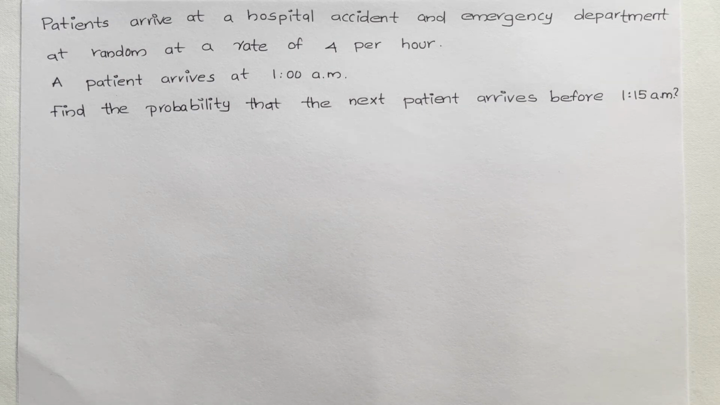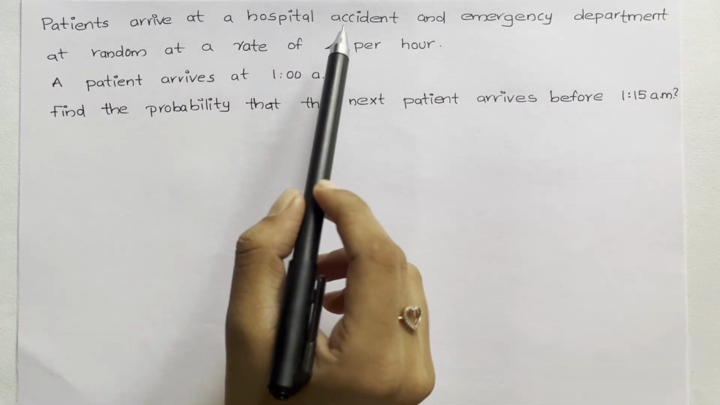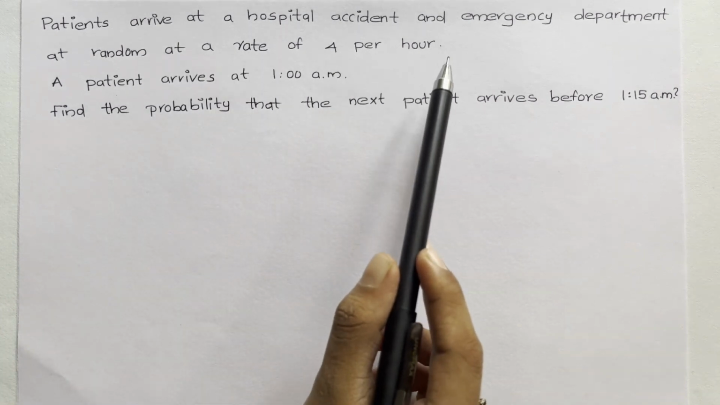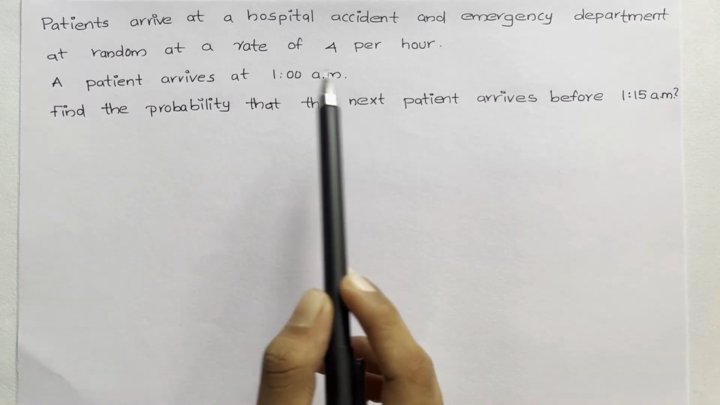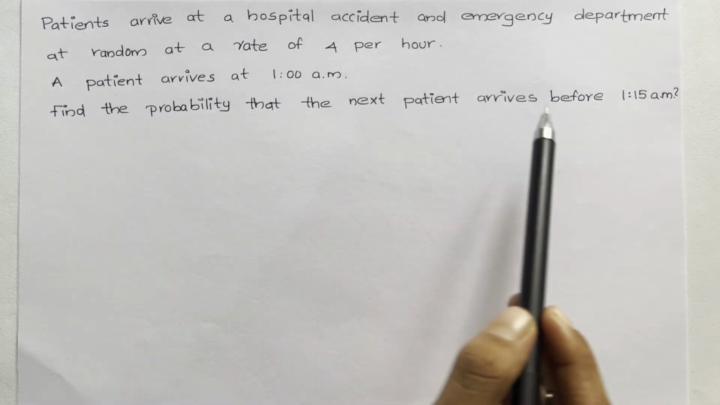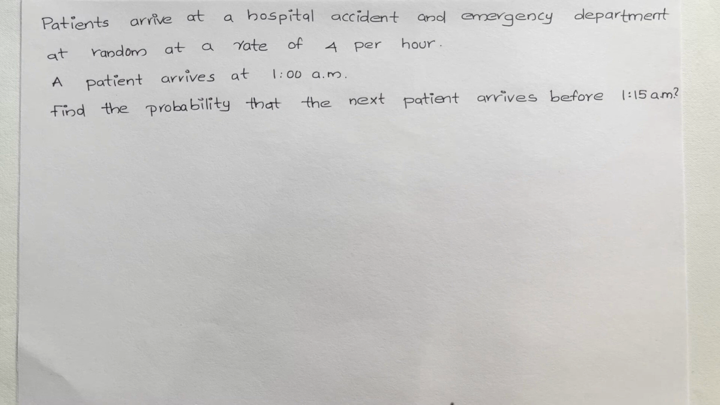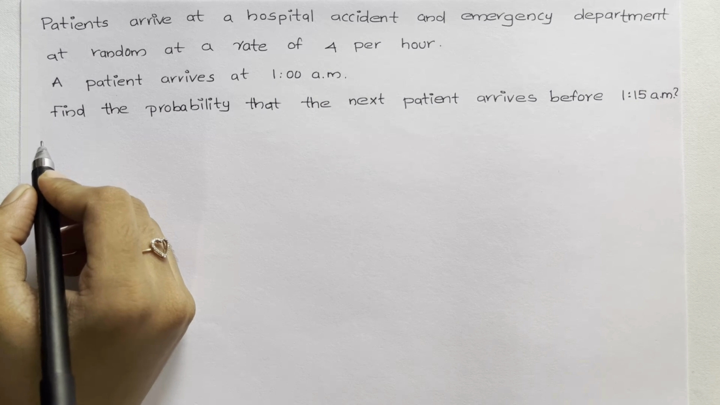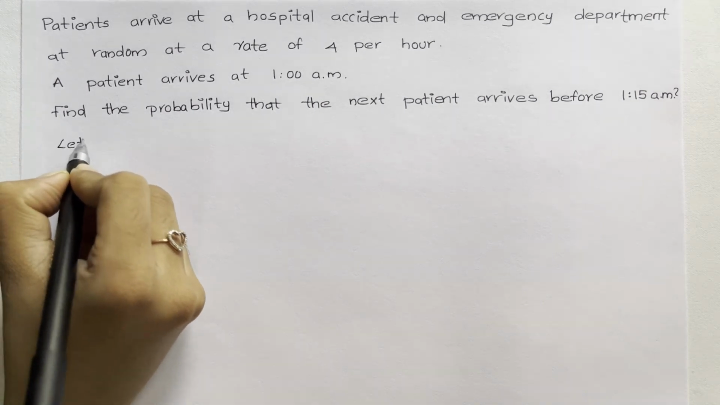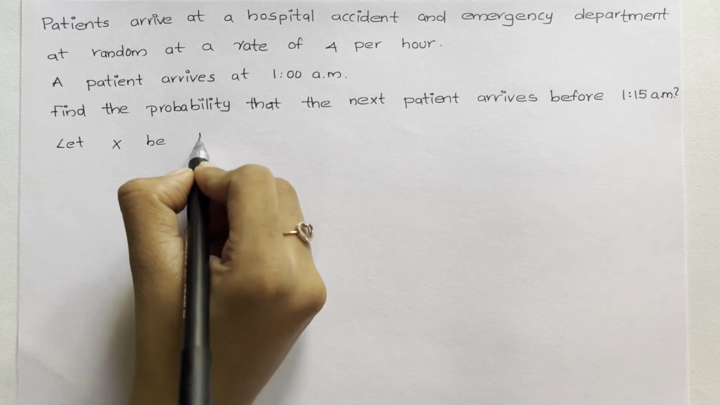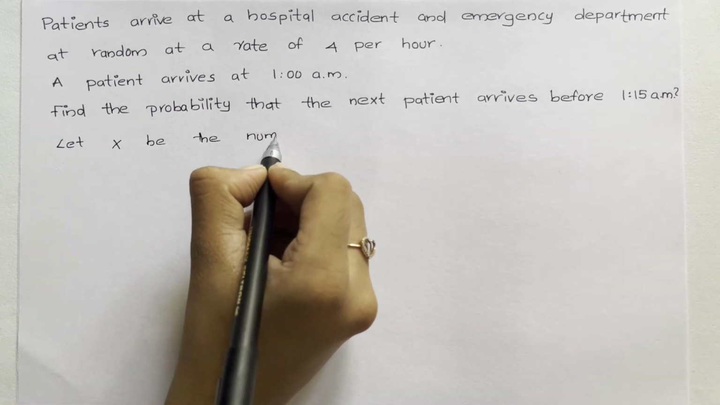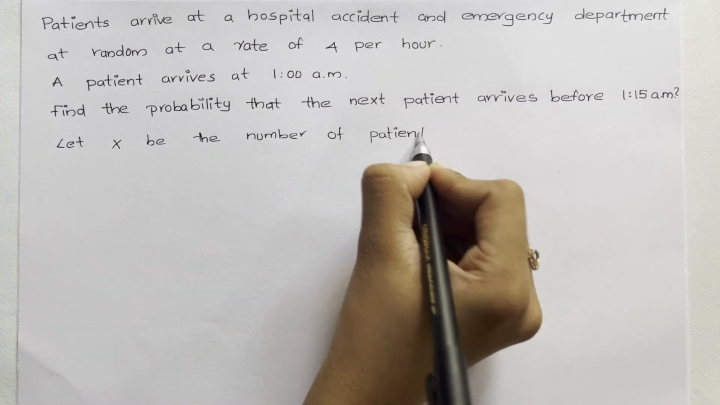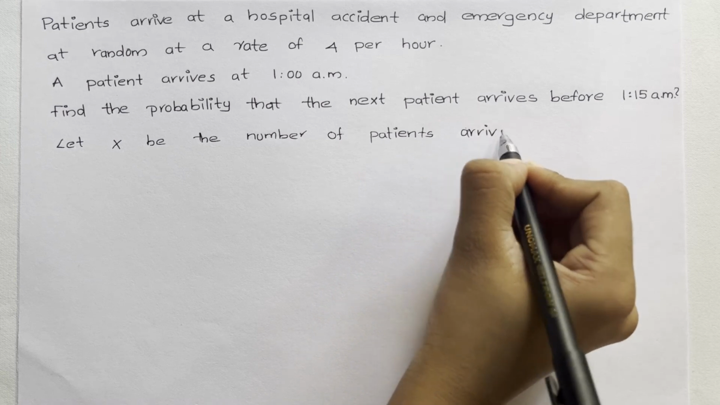Here, the question is: patients arrive at a hospital accident and emergency department at random at a rate of 4 per hour. A patient arrives at 1 a.m. Find the probability that the next patient arrives before 1:15 a.m. That is, we have to find the probability of the next patient arriving within 15 minutes. Therefore, let X be the number of patients arriving in 15 minutes.